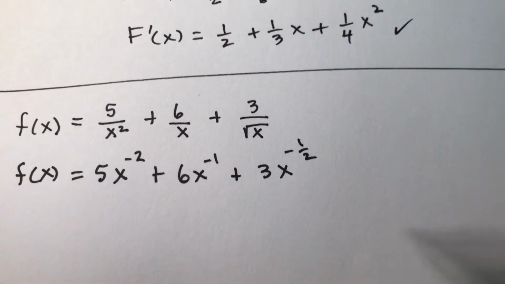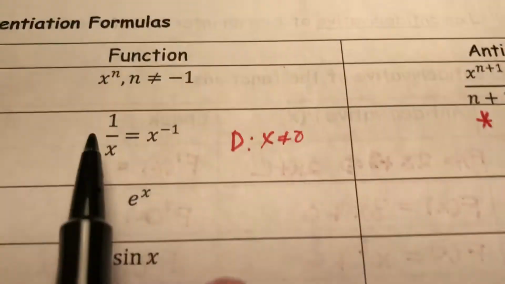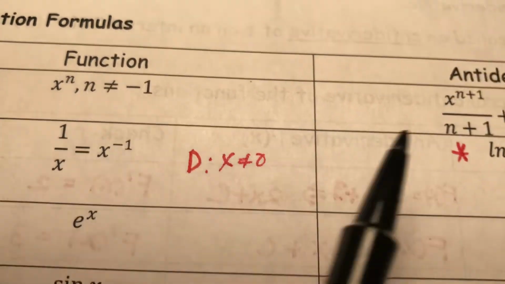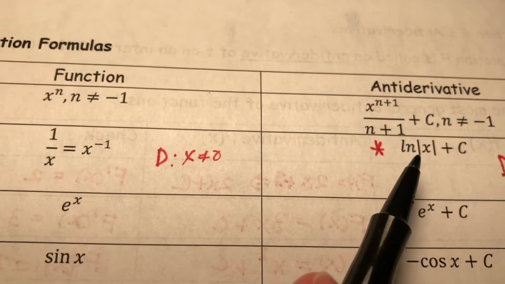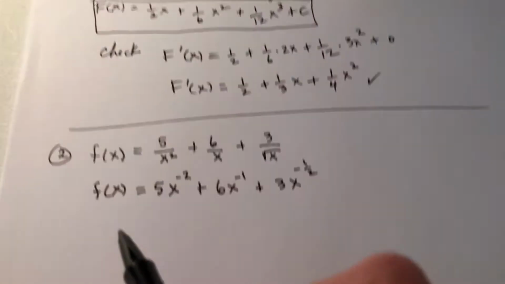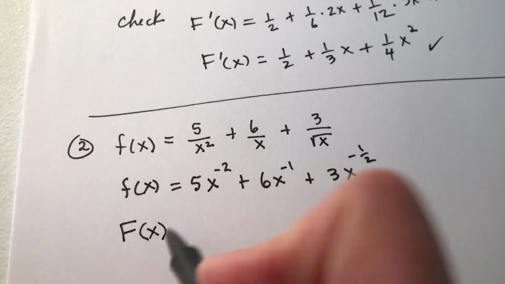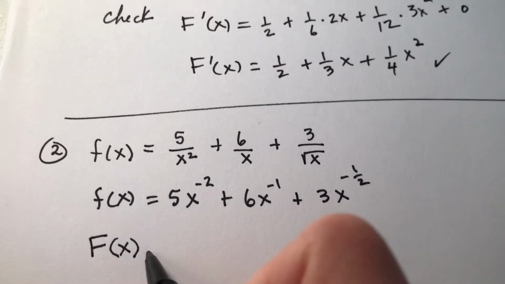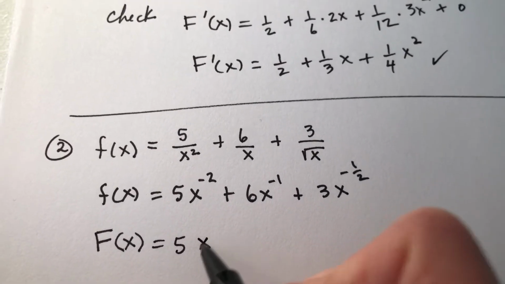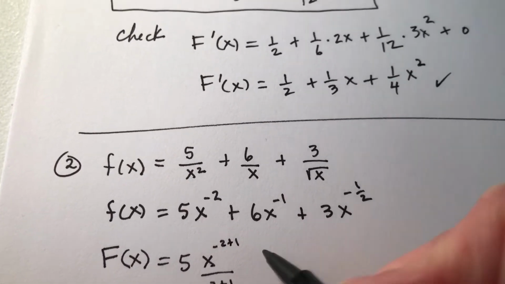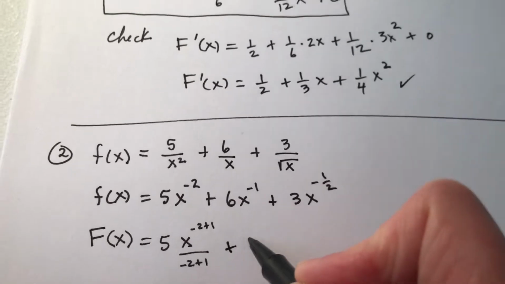And I'm going to use the power of x. This is the one that gets used the most, unless you have a negative 1 power. Then it's your log, natural log. So here we go. I'm going to do capital F of x for my antiderivative. So make sure your notation is good. And then we're going to add 1. So I'm going to take negative 2 plus 1 over negative 2 plus 1 plus 6.